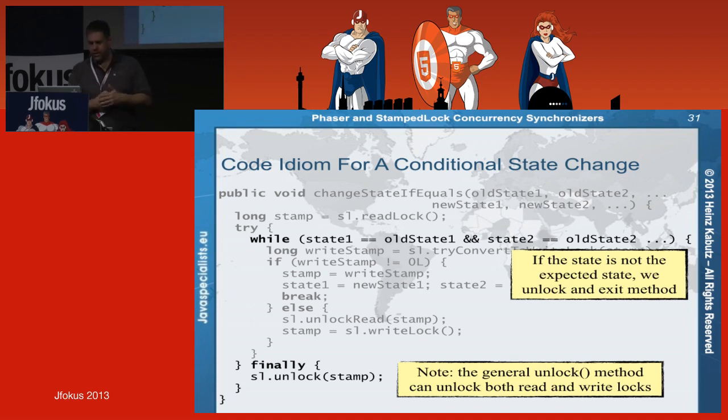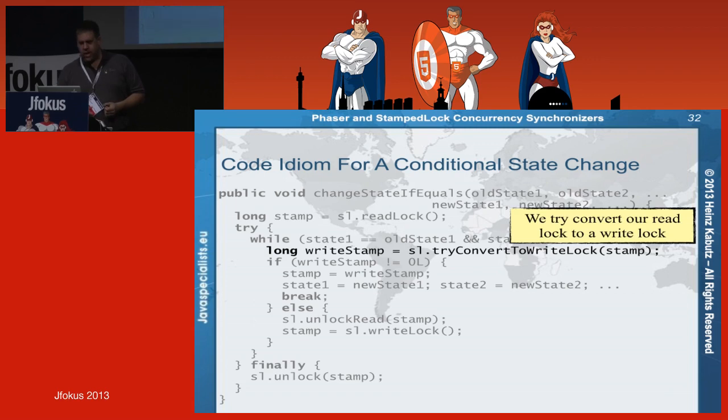So you can see here, the while is going to only be executed twice. The first time, I'm checking that the state is the expected state. So while state 1 equals old state 1 and state 2 equals old state 2, what I do is I try and convert my current lock to a write lock. So if I'm stepping through this now, at the moment I still have a read lock, and I'll try and convert that to a write lock, and I might be lucky, it might actually work.